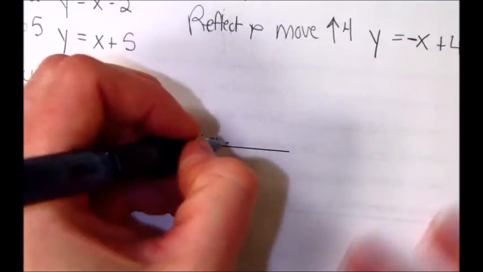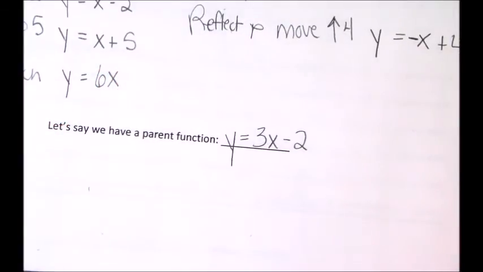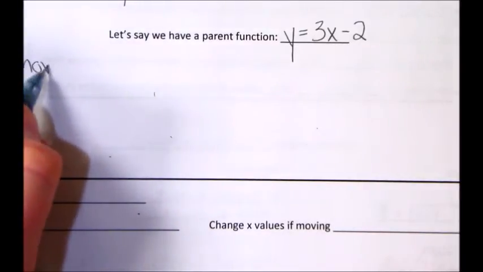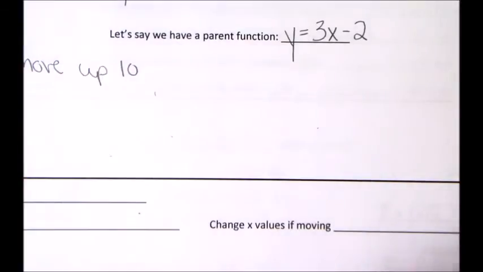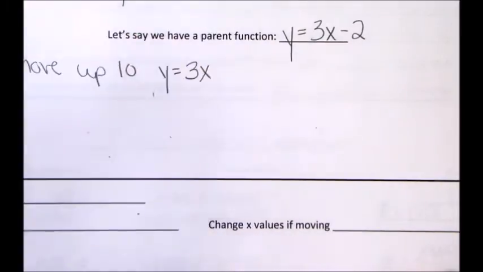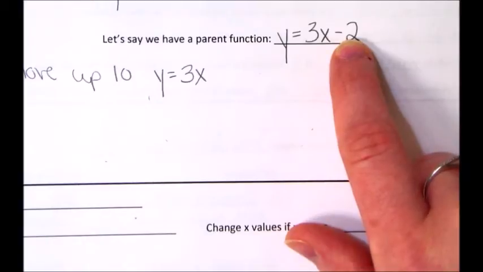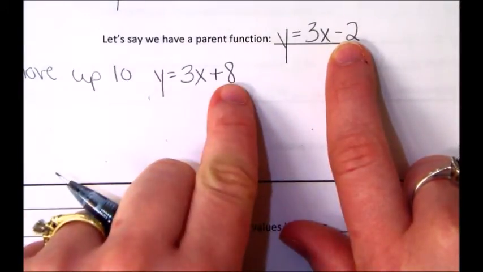Let's play around with a different function. Let's say we had the linear function y equals 3x minus 2. It's a linear y equals mx plus b. You would know how to graph that. Let's move this equation up 10 units. So we're going to have y equals 3x. Now, in order to move negative 2 up 10 units, we add 10 to it. So negative 2 plus 10 is now a positive 8. That moved it up 10 units.